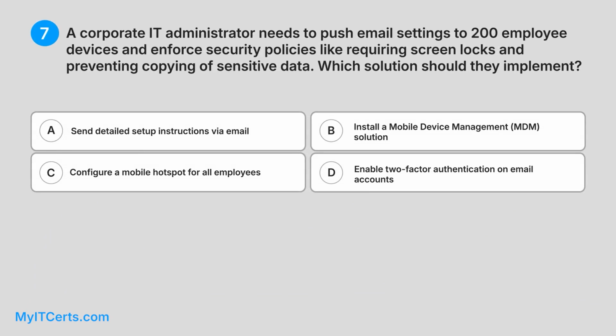Seven. A corporate IT administrator needs to push email settings to 200 employee devices and enforce security policies like requiring screen locks and preventing copying of sensitive data. Which solution should they implement? A. Send detailed setup instructions via email. B. Install a mobile device management (MDM) solution. C. Configure a mobile hotspot for all employees. D. Enable two-factor authentication on email accounts. Do you know the answer?